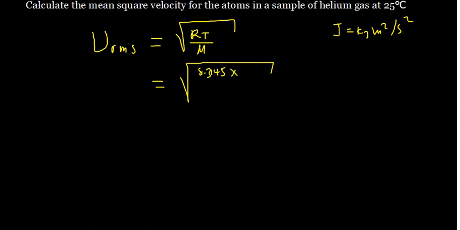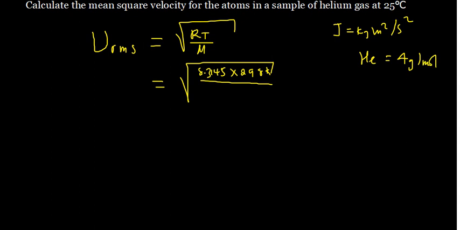This is at 25 degrees. Now we need to convert that to Kelvin, so that is going to be 298 Kelvin, and that is going to be divided by the molar mass. Now I've been asked to calculate the mean square velocity for the atoms in a sample of helium gas. So if we check helium gas on the periodic table, the molar mass is about 4 for helium. So that is 4 grams per mole.